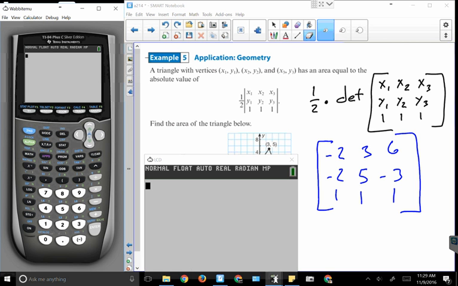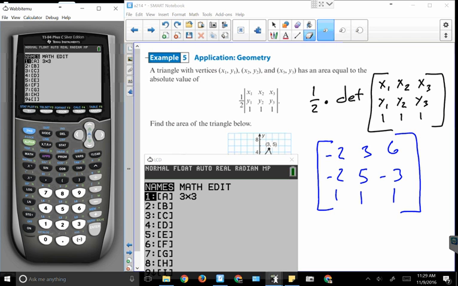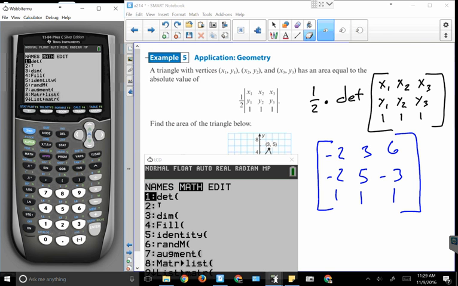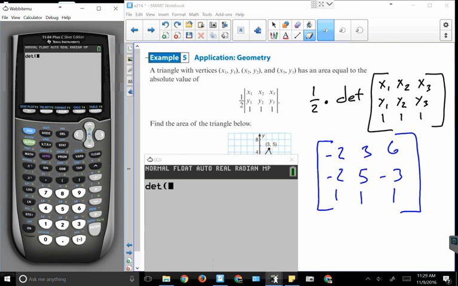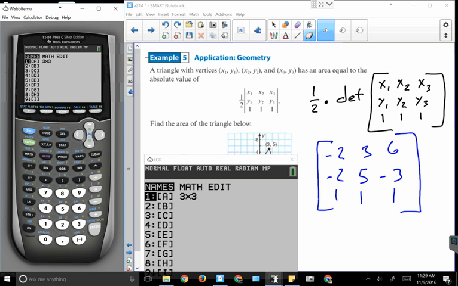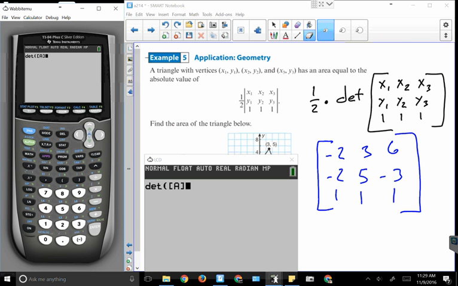Now, what I want here is the determinant of that matrix. So I'm going to press second, matrix, and I am going to go to math, and enter on 1 because I want the determinant. I want the determinant of which matrix? A. So we press second, matrix. A is the first one, so I press enter. Okay? Close the parentheses, press enter again.